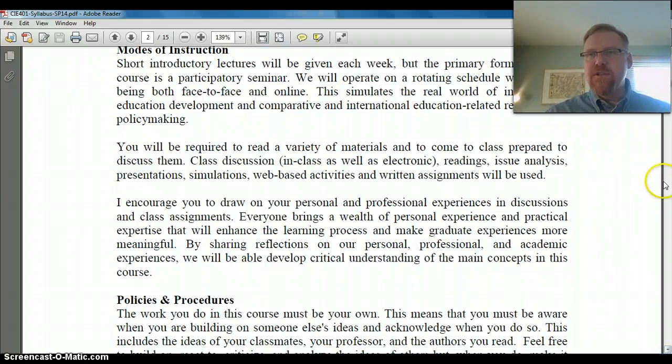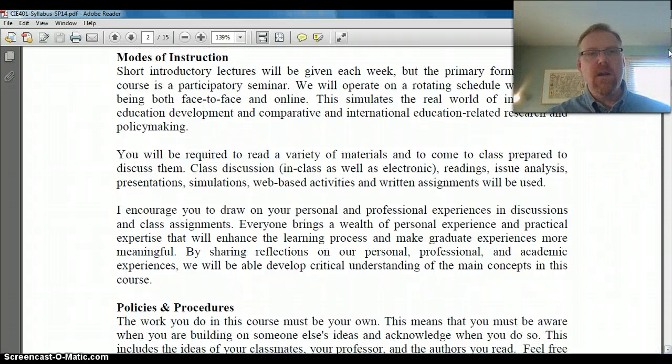Our mode of instruction. Well, there are going to be short introductory lectures. And I say they'll be given each week. I will talk probably more than you expect. So that's what I mean by this. But the primary format for the course is a participatory seminar. And what I'm really looking for is for you to be as much a part of the teaching and learning as I am. We're going to operate on a rotating schedule with classes being both face-to-face and online.